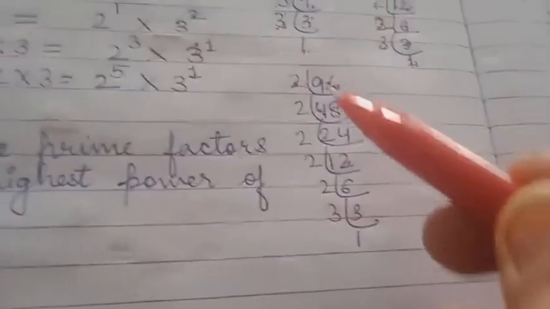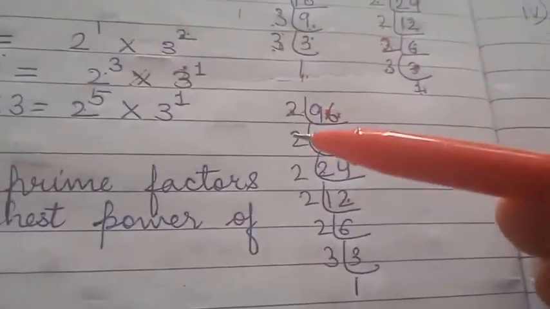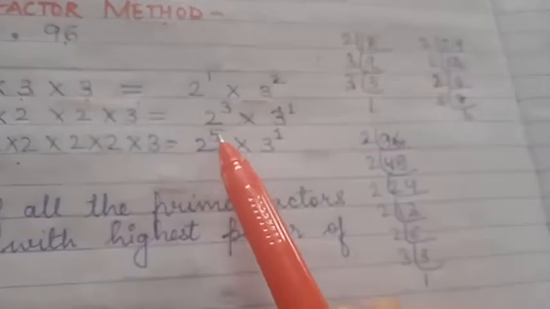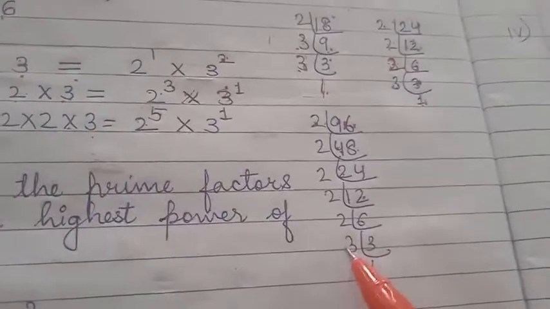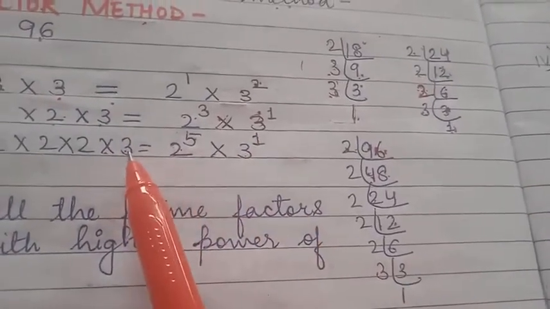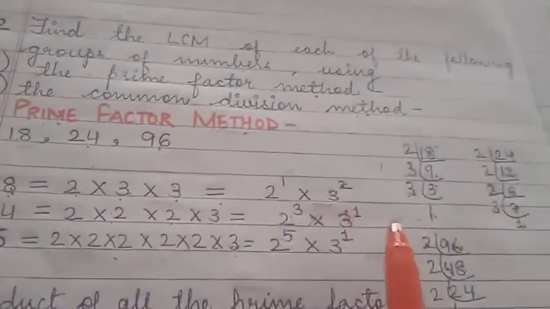Okay. So these are all the factors we have to write here. 2 how many times? 1, 2, 3, 4, 5. So I have written 5 times here. So 2 raised to 5 multiplied by 3. And here 3 raised to 1 because 3 is only one time. Okay. So first you have to list out in such ways.